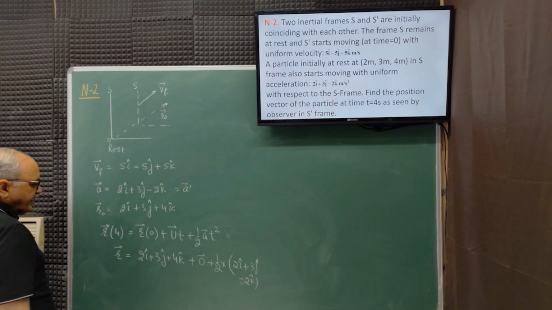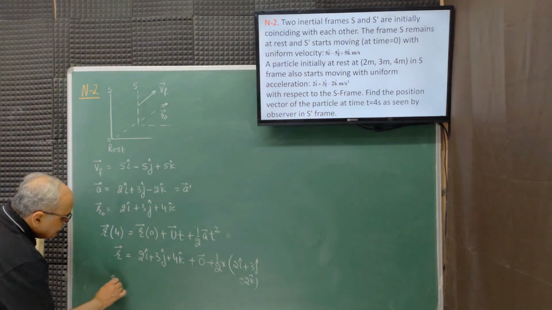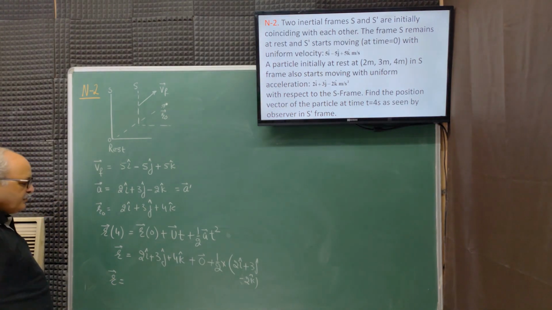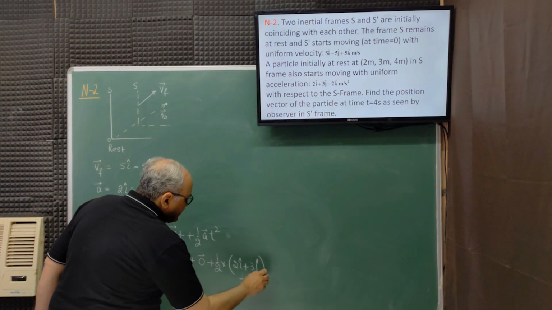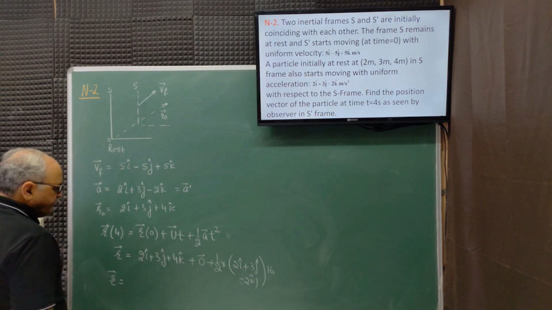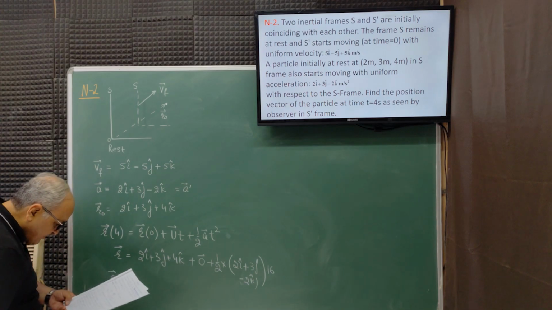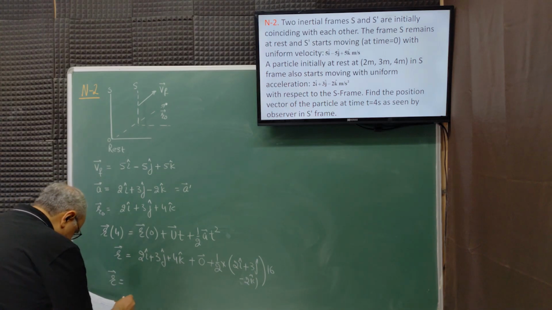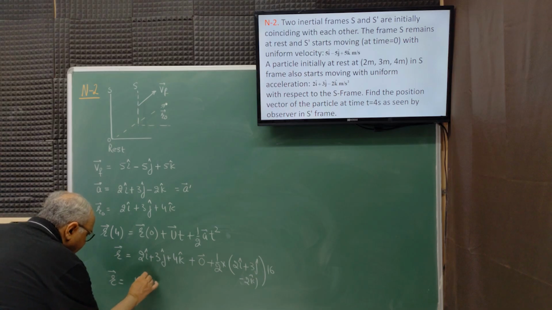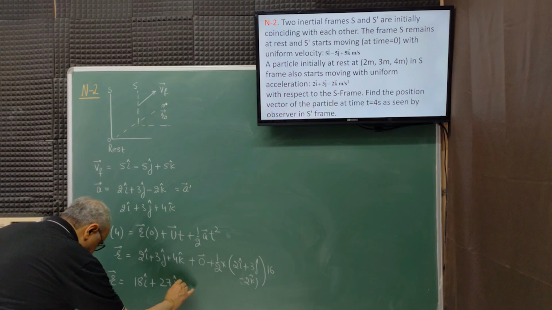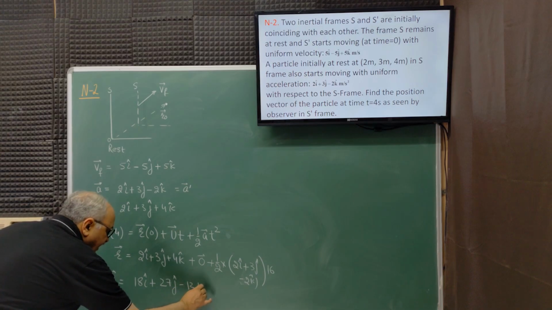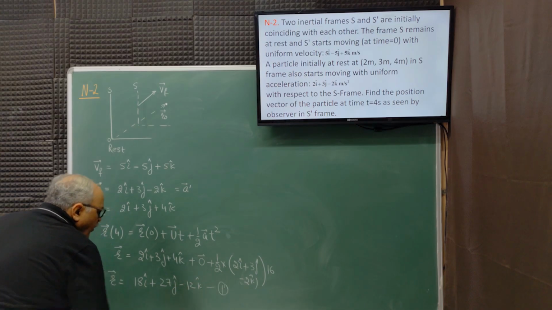If you simplify by putting the values, the whole is to be multiplied by t square, that is 16. So once you solve it, you will get the value, that is 18i plus 27j minus 12k, equation number 1.